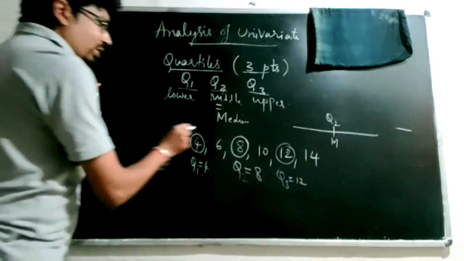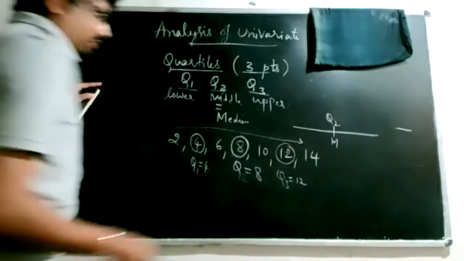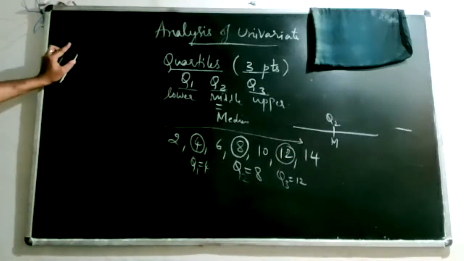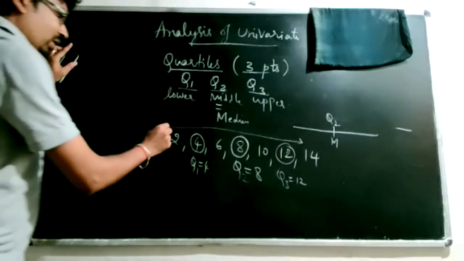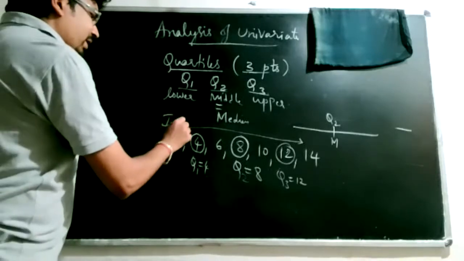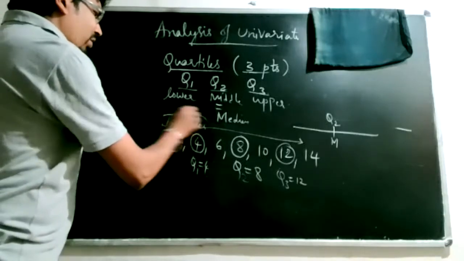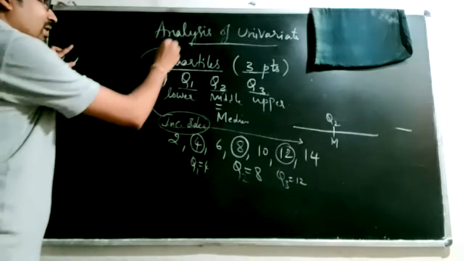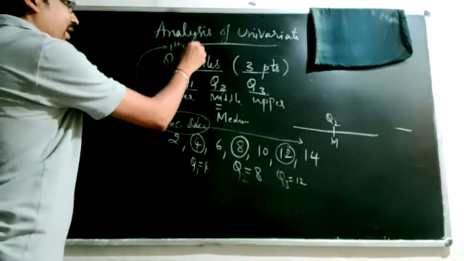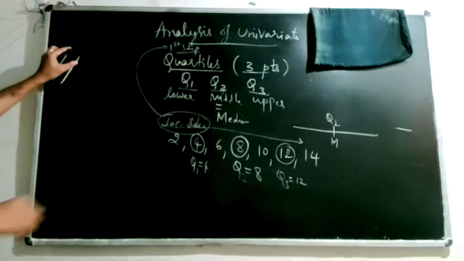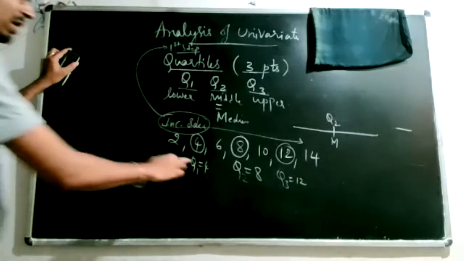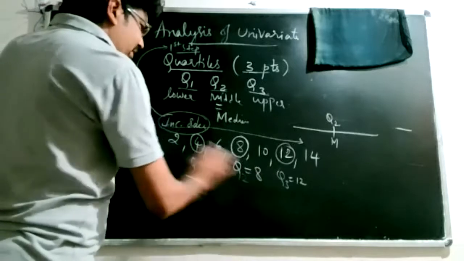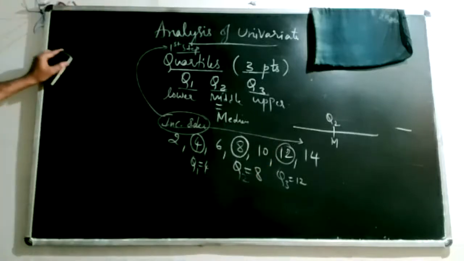Now, since we are looking into the position as well as the value of X, it is important to arrange the data in the increasing order. And whenever you talk about obtaining the measures of positions or quantiles, the first step is arranging the data in the increasing order. If you use the decreasing order, the values will get swapped. So it is better to use the increasing order.